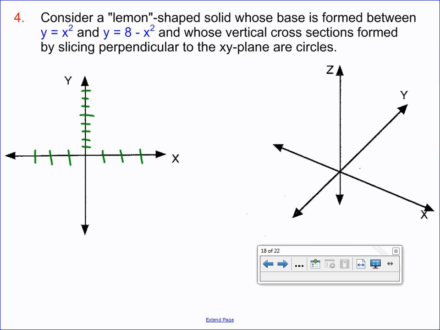All right, guys. So what are some key points? Well, let's go ahead and do y equals x squared. We've got that one. That's 0, 0, 1, 1, 2, 4, and negative 1, 1, negative 2, 4.